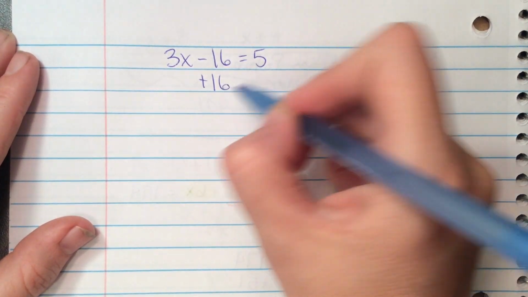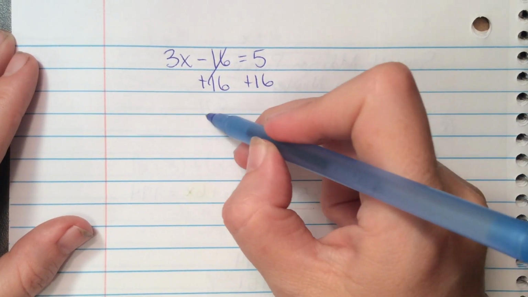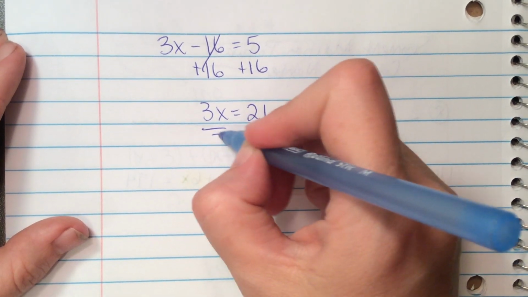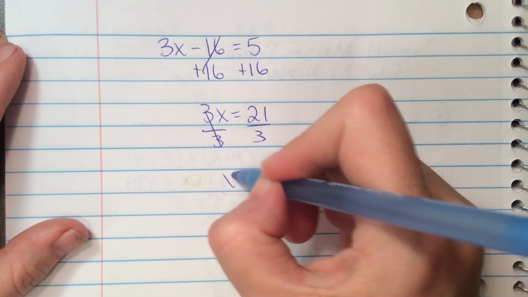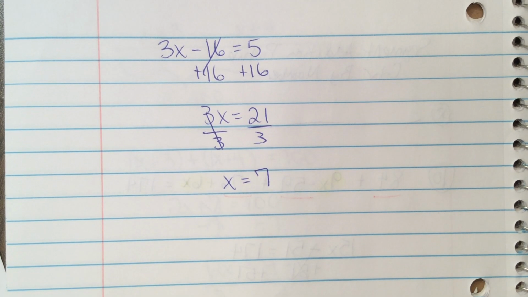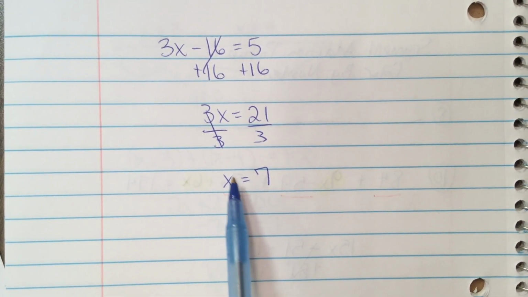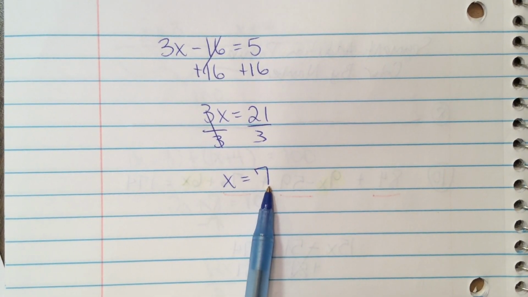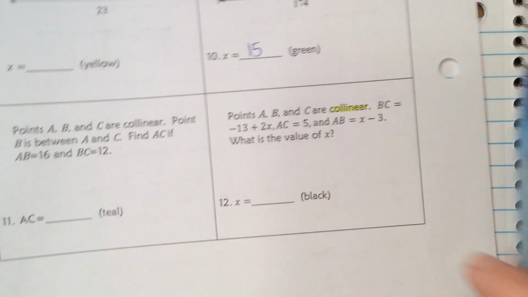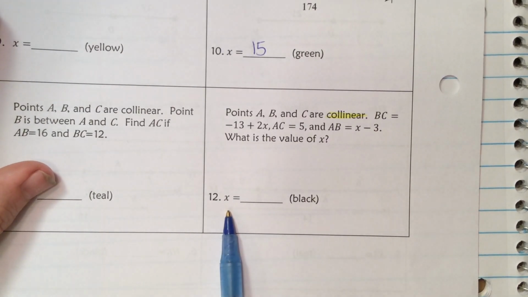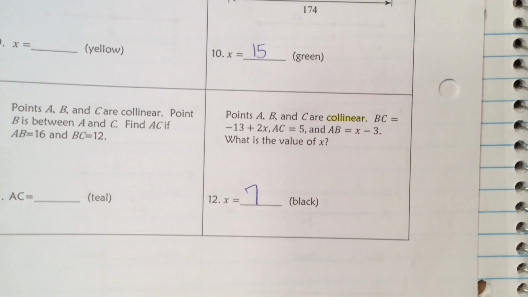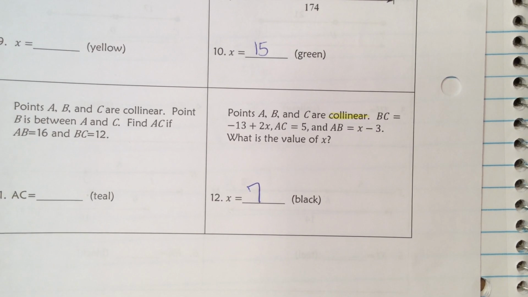So we're going to add 16. And then we're going to divide by 3. And x is going to equal 7. The question is, are they just asking for x? Or do we need to plug 7 back in and solve for something else? So let's look back at the question. And we're in luck. They just want to know what x is. So we're good.